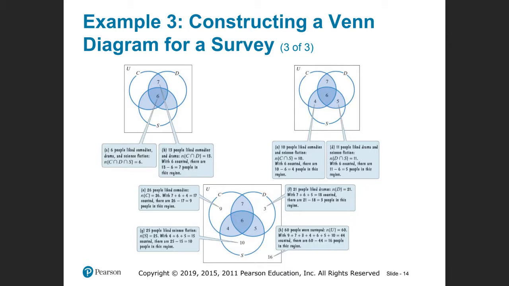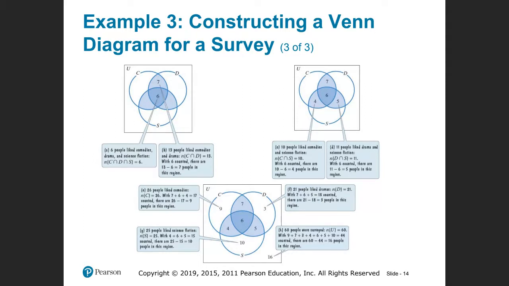Looking at this science fiction circle S, 25 people like science fiction. So the cardinality of the entire circle S is 25. We've got 4, 6, and 5 already identified in circle S. So that would be 15. 25 minus 15 gives us 10 in the white part of the science fiction circle.